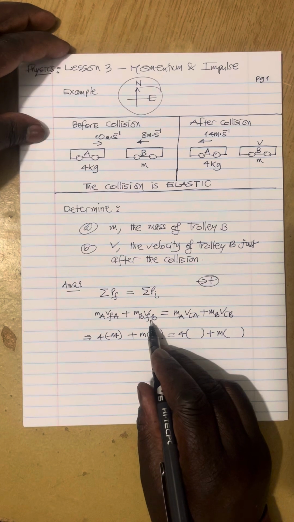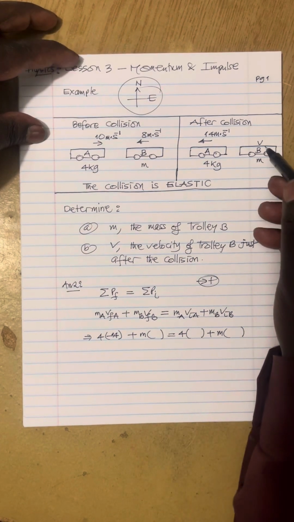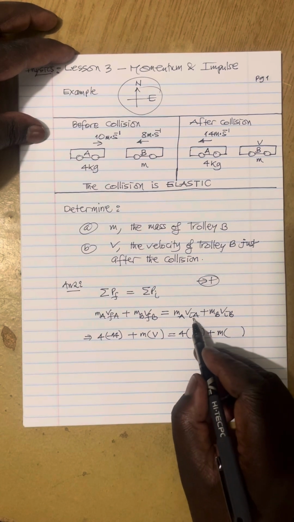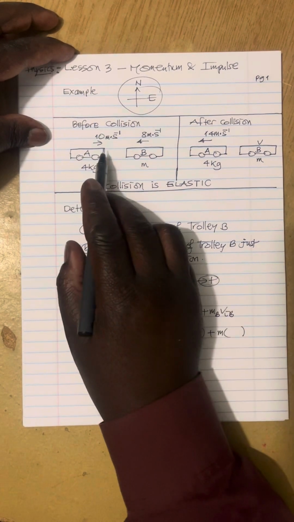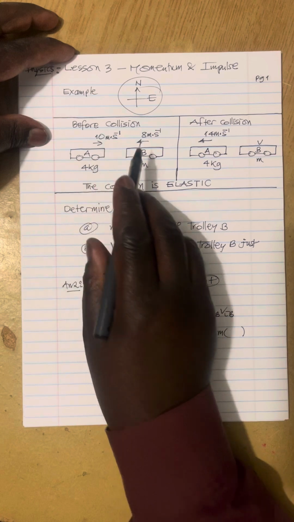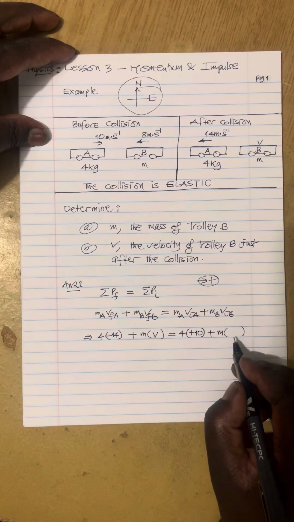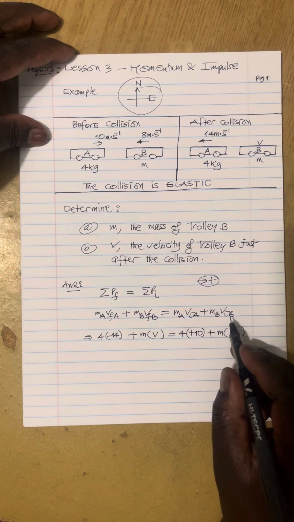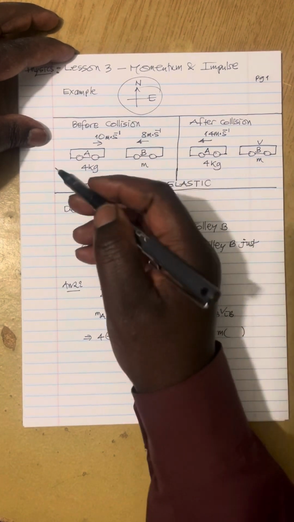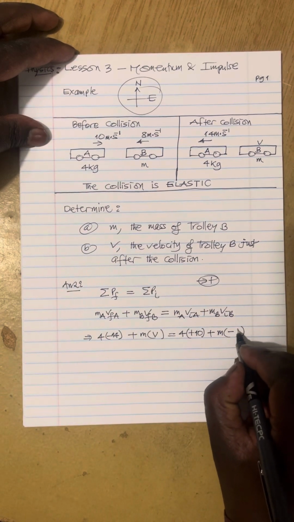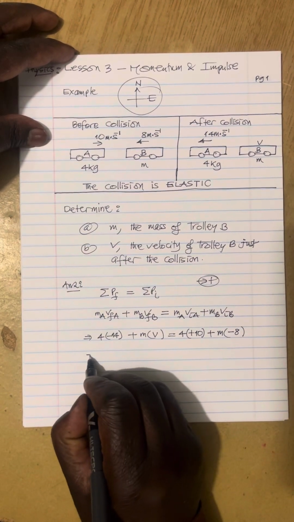Do we know the final velocity of trolley B? Final velocity of trolley B is not given, so we just leave it as v. Do we know initial velocity of trolley A? Yes, it's given here as 10 meters per second east, and we took east as positive, therefore the 10 must carry a plus sign. Do we know initial velocity of trolley B? Yes, it's 8 meters per second west, and if east is positive, west must be negative, so this must be minus 8. Let's simplify this.